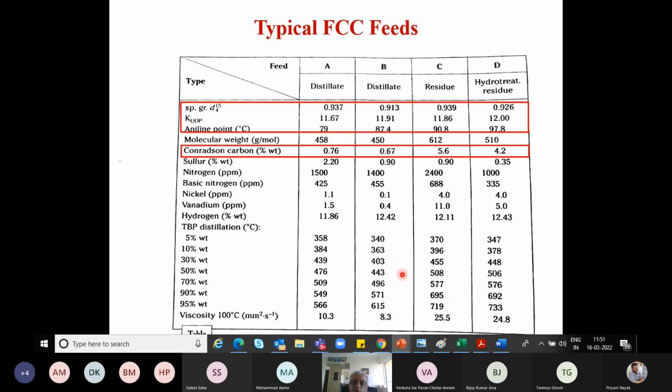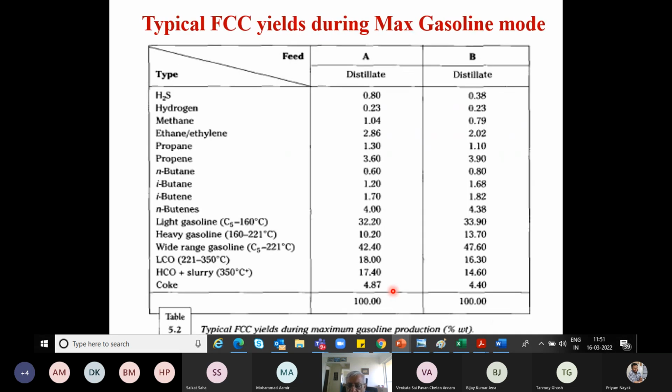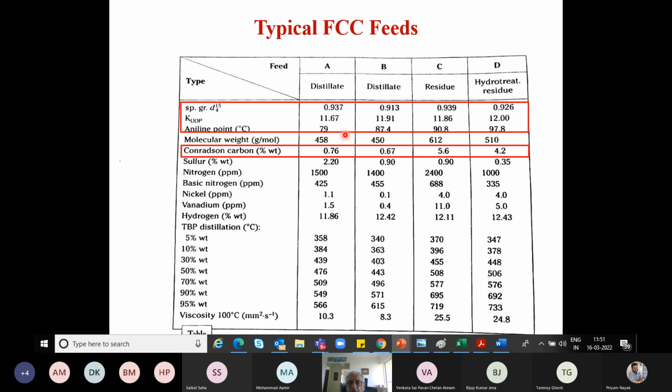So if you process a light distillate, like for example B, you get higher yields of olefins, higher yields of LPG, higher yield of gasoline, and vice versa. And this is typical, for example, of these two distillates that I showed you, A and B. A is a heavier distillate, B is a lighter distillate.